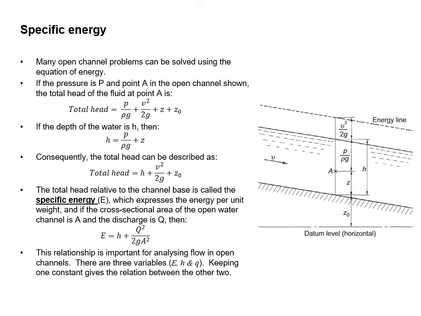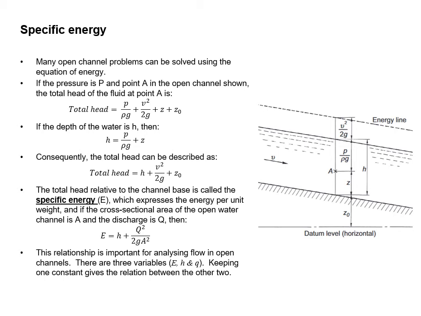So if the depth of the water is h, then h is the pressure divided by rho g plus z. Consequently, the total head can be described as h plus v squared over 2g plus z0. The total head relative to the channel base is called the specific energy, which expresses the energy per unit weight, and as the cross-sectional area of the open water channel is A and the discharge is Q, we can express the specific energy as shown below.